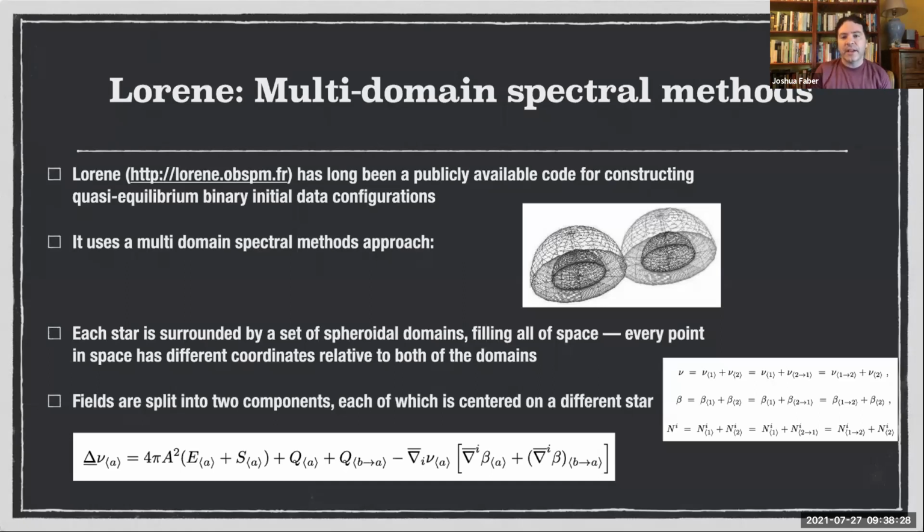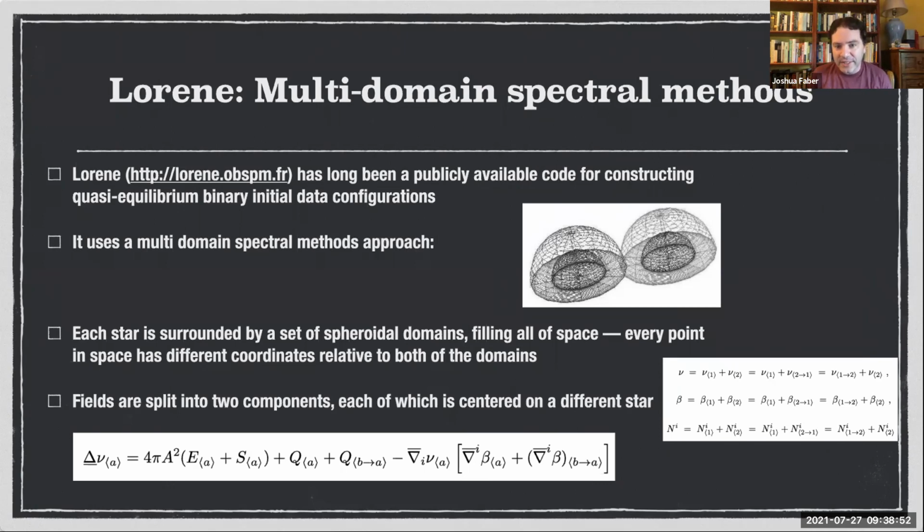So far we've talked about how TwoPunctures works. It's worth talking about how Lorene works, since people are going to get a chance to try it out later this afternoon. Lorene has long been the publicly available code for constructing quasi-equilibrium binary initial data configurations, particularly neutron stars. It uses a multi-domain spectral methods approach.